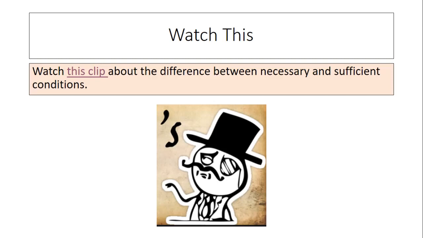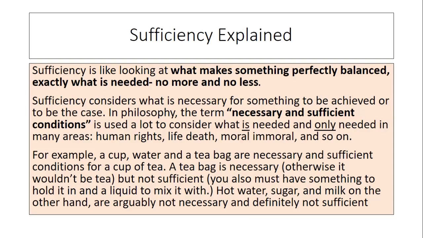Sufficiency is when we have a look to see if something is just enough to be the case. So something is necessary, it has to be the case. If it's sufficient, you can look at it and say, okay, well, looking at this, this is enough for me to say this is the case. Hopefully this will become a little bit clearer in a second. So sufficiency is like looking at what makes something perfectly balanced, exactly what is needed, no more and no less. Sufficiency considers what is necessary for something to be achieved or to be the case.